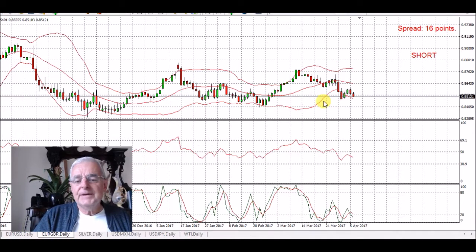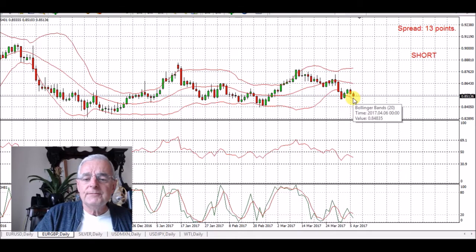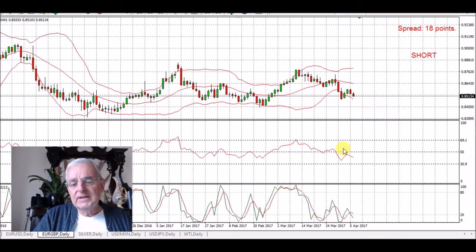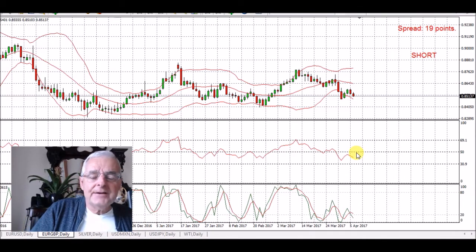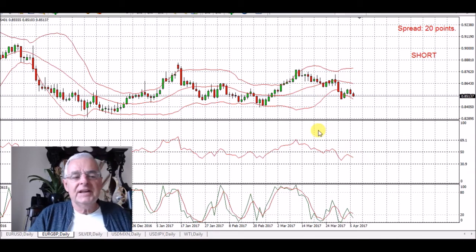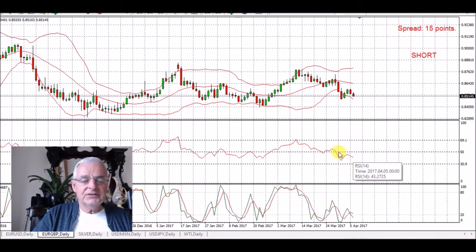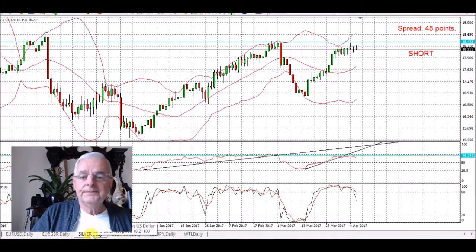Euro GBP. I'm short this. Yes, we're short. We're long the pound on the commitment of traders and short the euro. So this should also be a good trade. The RSI is below the 50. We've had this downwards channel. As long as it remains below the 50, that's a short signal.